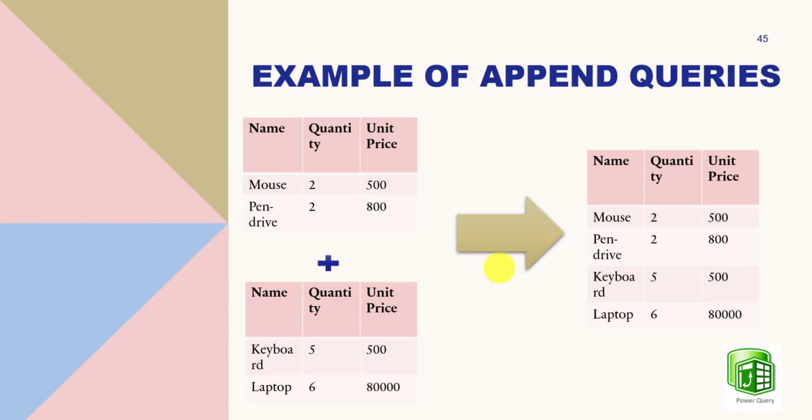So here you can see an example of append queries. This is the inline append query example. You can see mouse and pen drive. This is the first table, and the second table will get appended, and you can see the result. Now let's see how we can do it practically in Power Query.